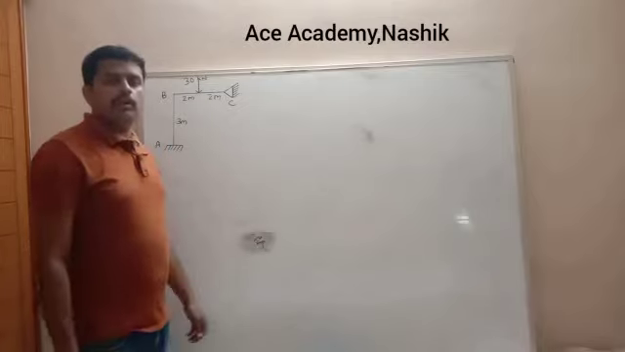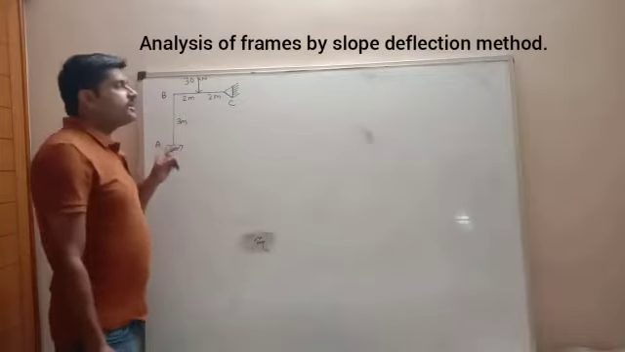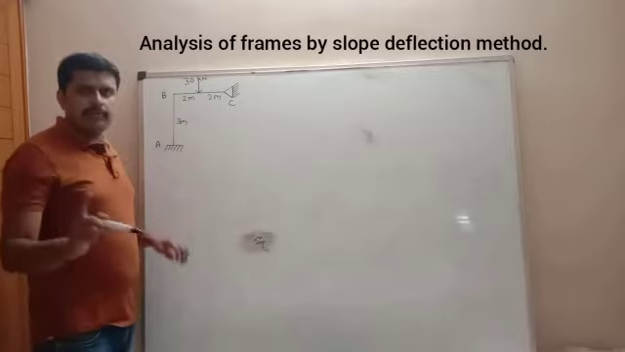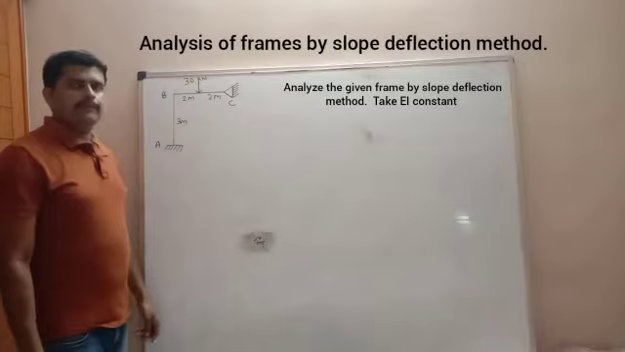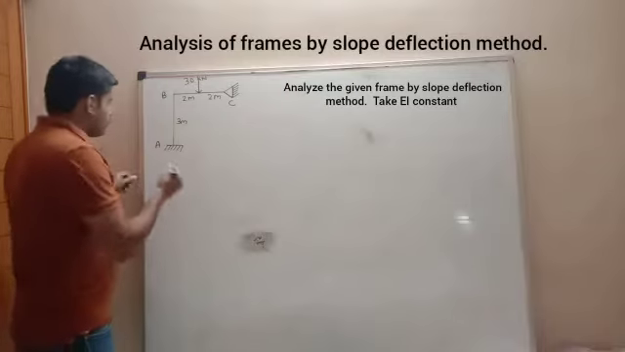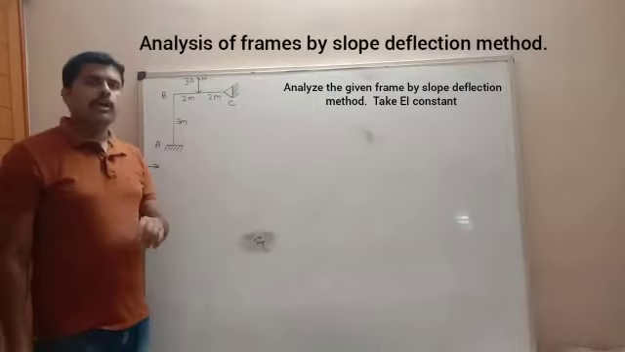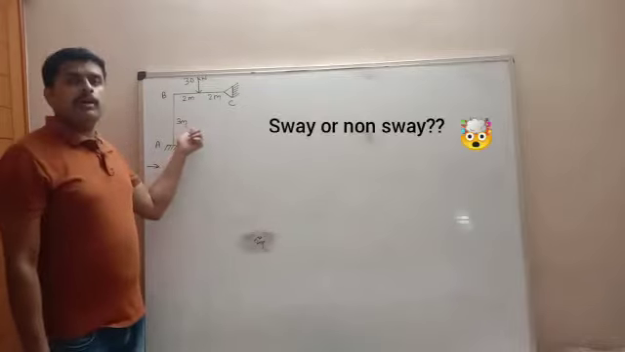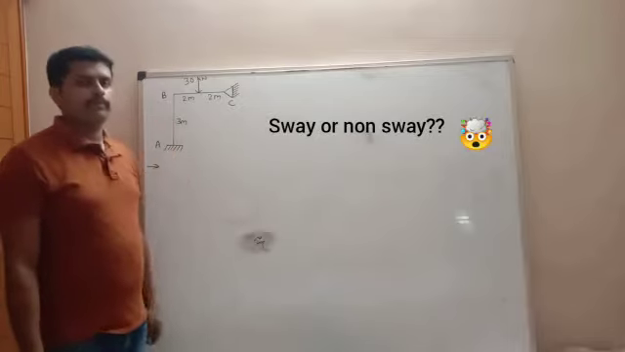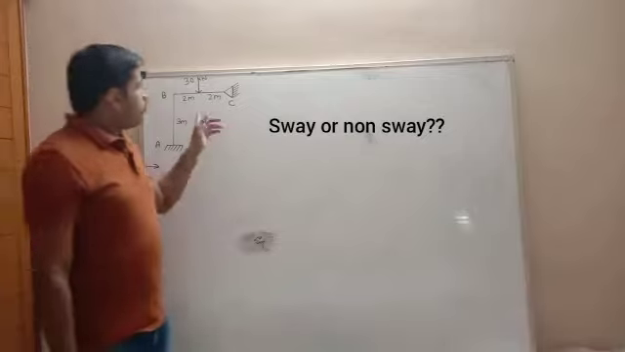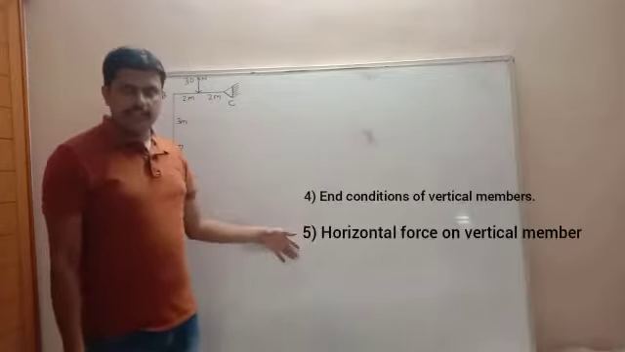Today we will solve our first example on analysis of frames by slope deflection method. Here is the question. Before solving, we have to find out whether the given frame is of sway frame or non-sway frame. To find out, we have to consider these 5 points.